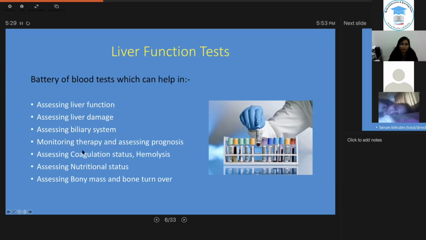In a few conditions, we can monitor therapy. We can assess prognosis. We can assess coagulation status, hemolysis, and nutritional status can also be somewhat assessed by LFT. For bone mass and bone turnover, all these functions can be assessed by these LFTs which we perform on the patient.